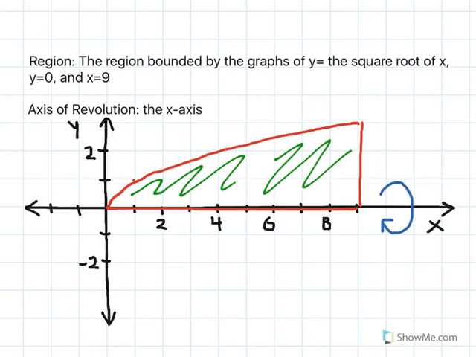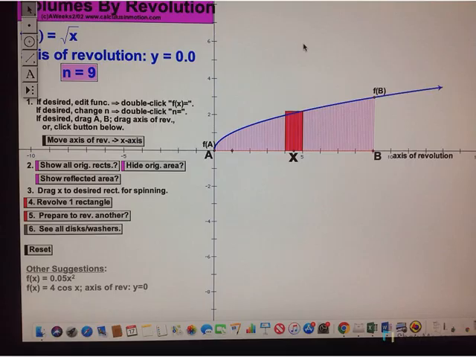So here's a problem that we want to look at. We have a region in the xy plane, and this region is bounded by the graphs of y is equal to the square root of x, y is equal to 0, and x is equal to 9. In this problem, the axis of revolution is the x-axis. So here's what we need to understand about this problem.